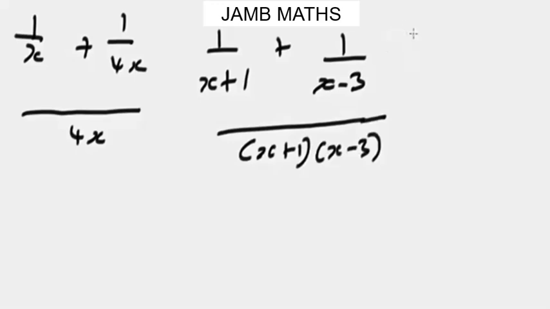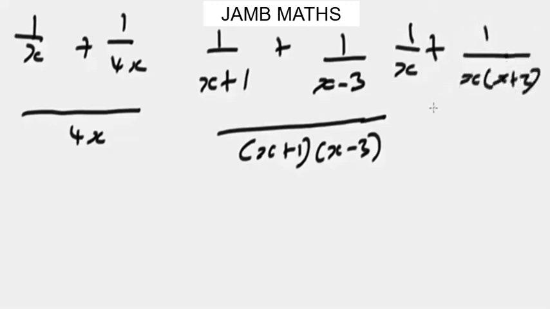Okay, now, what about this kind of example? If you have something like 1 over x, plus 1 over x in brackets x plus 2. All right, now the LCM of this will be x in brackets x plus 2. All right, so this is basically how you can do this.